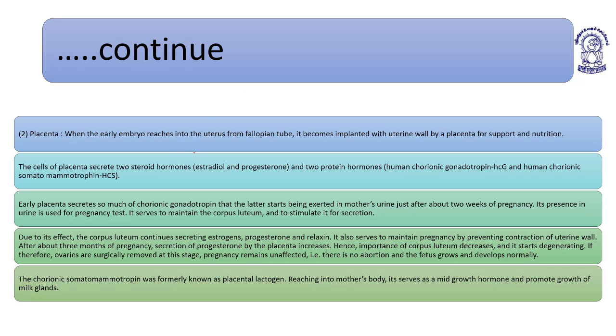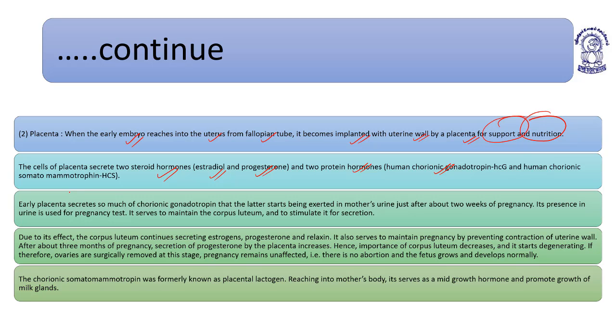Placenta. In early embryological stages, when the early embryo reaches the uterus from the fallopian tube, it becomes implanted in the uterine wall by a placenta, which helps to provide support and nutrition. The cells of the placenta secrete two steroidal hormones, estradiol and progesterone, and two proteinaceous hormones, human chorionic gonadotropin and human chorionic mammotropin.